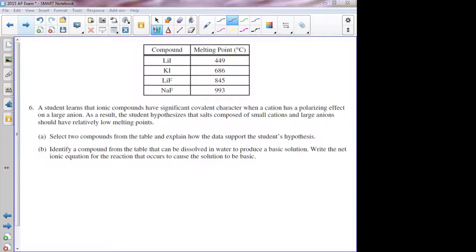All right, number 6. I like number 6. Takes a little thinking, but I like number 6. Okay? You can do number 6. I need you to think with me, and you can handle number 6. Okay?